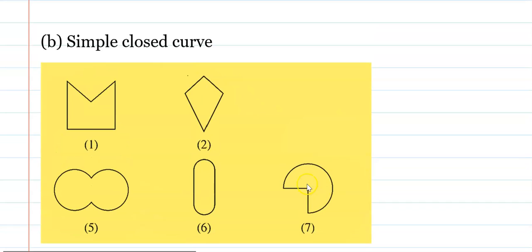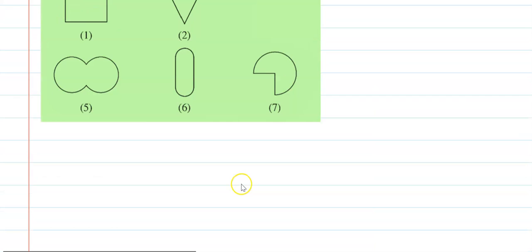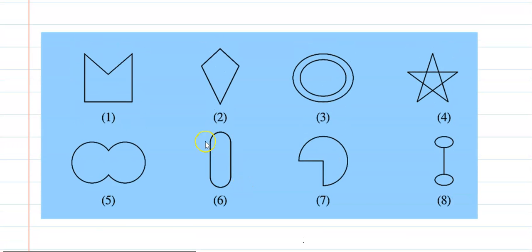Now the next type of figures, polygon. Now again I will repeat here the definition of the polygon. A simple closed curve made up of only line segments is called a polygon. It must be made up of only line segments, and it must be closed. Therefore 1, 2, 4 are polygons. They are made up of line segments, closed.